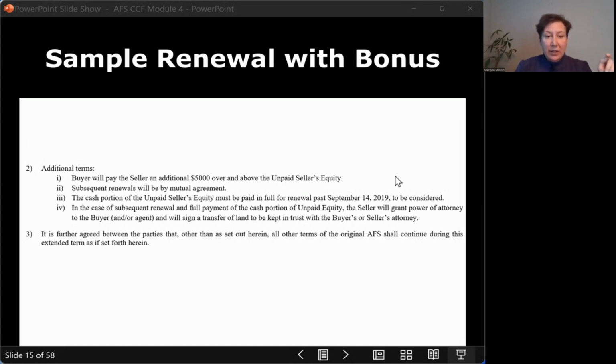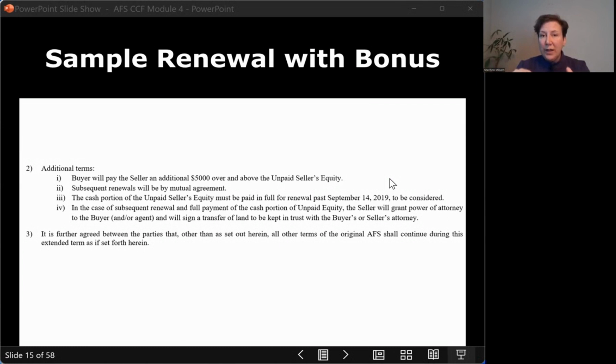The cash portion of the unpaid seller's equity must be paid in full for renewal past September 14th, 2019 to be considered. This term was in there because they wanted to put a deadline on when they would get paid the rest of their money. And we still wanted the opportunity to be able to keep the seller financing and existing underlying mortgage in place just in case we weren't able to refinance. Because at this time of this renewal, the market was still pretty flat.